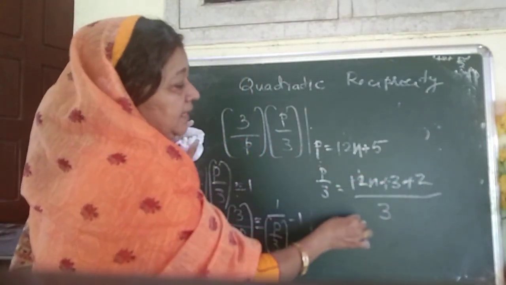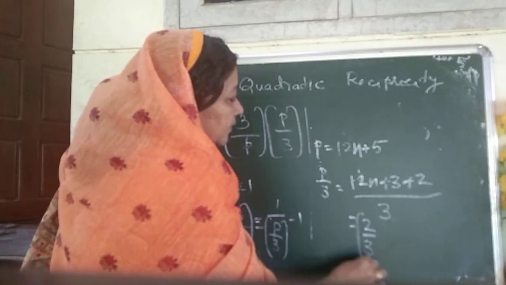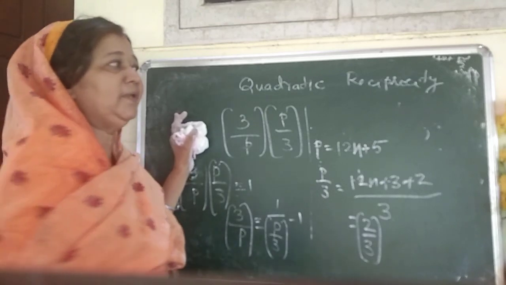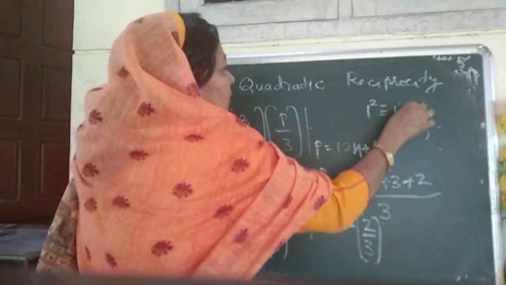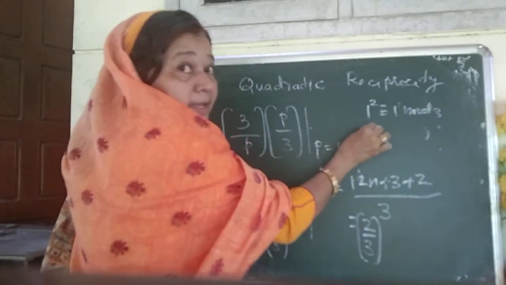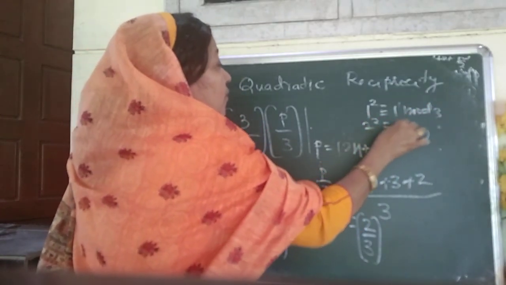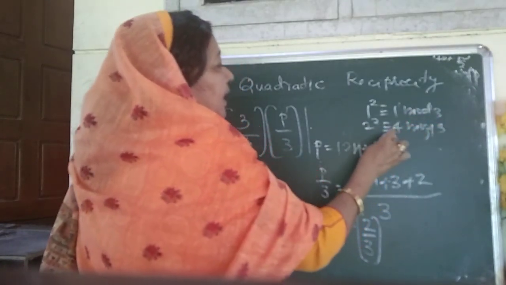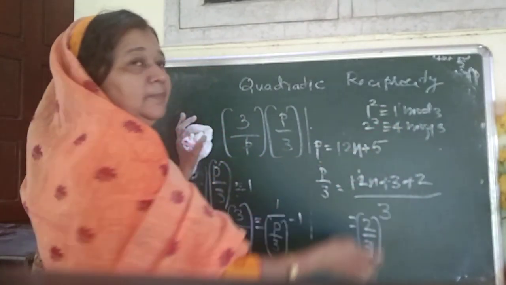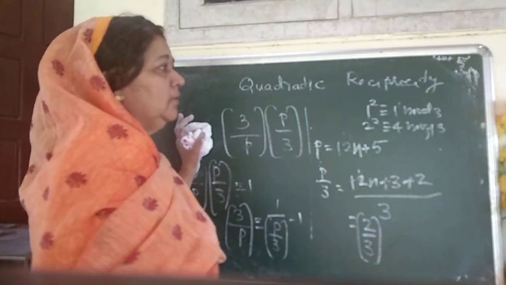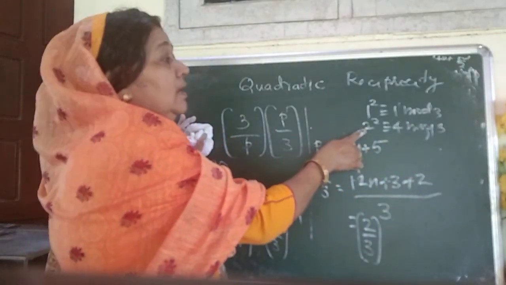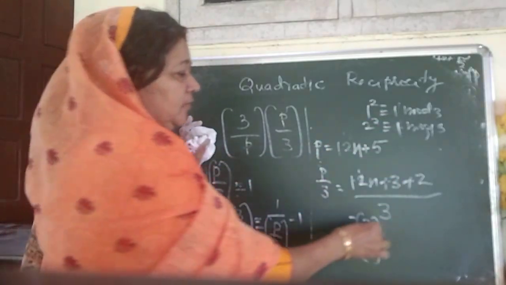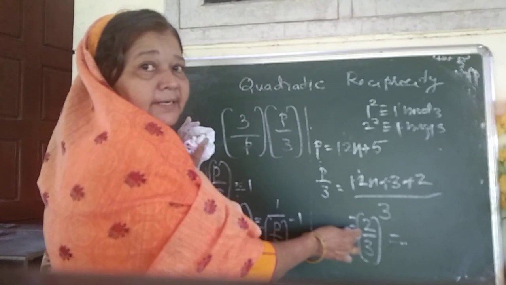These are all multiples of 3, so it is 2 by 3. We know 2 does not belong to the quadratic residues modulo 3. Why? 1 squared is congruent to 1 mod 3. Then 2 squared is 4, which is congruent to 1 mod 3. Therefore 1 is the only quadratic residue modulo 3, and 2 does not belong. Therefore 2 by 3 does not belong to the quadratic residues.